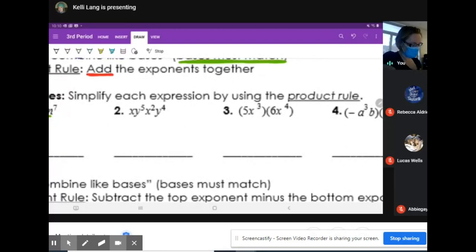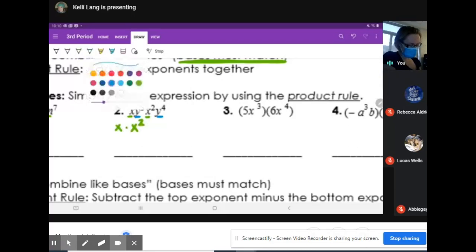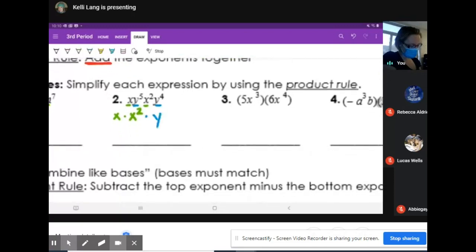Notice in problem 2, I have bases that are different. I've got some x bases, but I also have some y bases. So the first thing I'm going to do is rewrite this. When you have multiplication, it doesn't matter what order things are in. So I'm going to rewrite it as x times x squared times y to the 5th times y to the 4th. So I just reordered it and I color-coded it. That just makes it easier for me to see what's going to combine.